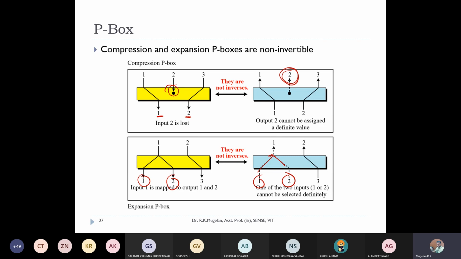Right. Does anyone have any doubts in these permutation boxes? You can ask me. If it is clear, you can raise a hand.